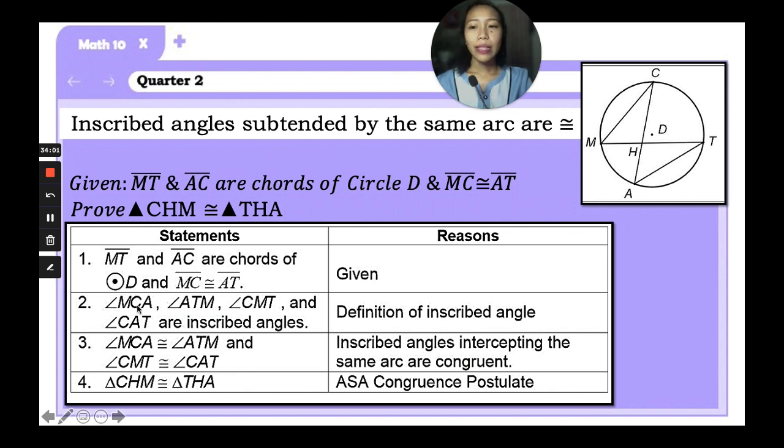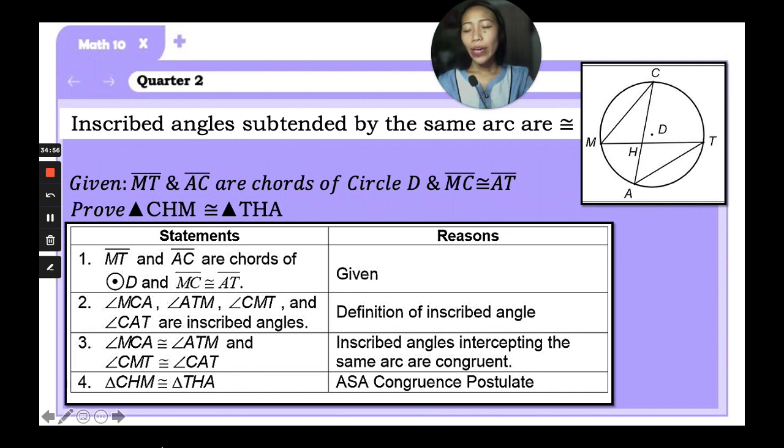For our second statement, we will be using angles MCA and ATM, with angle CMT and angle CAT. What are these angles? If you have observed their characteristics, they are inscribed angles. That is by definition of inscribed angle. So in review, what are inscribed angles? Inscribed angles are angles inside the circle with the vertex on the circle and its sides are chords of the circle. So do not forget that.